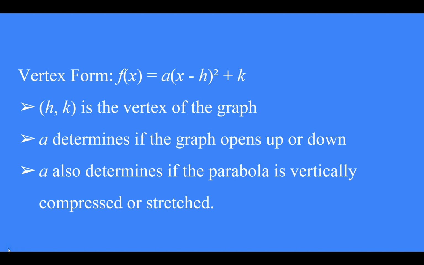Notice in my equation it has x minus h. The h by itself is the x coordinate for my vertex. So if that said x minus 2, 2 is the x coordinate. If it said x plus 2, then it turns into negative 2. So your x is going to be the opposite sign each time we pull it out. They both share an a, and guess what that a does?